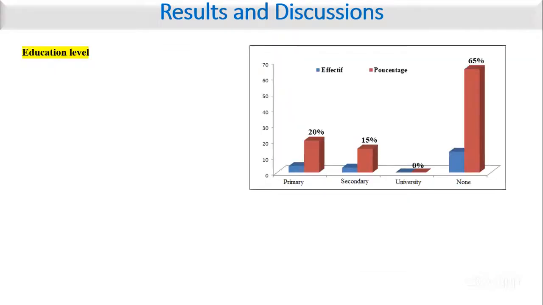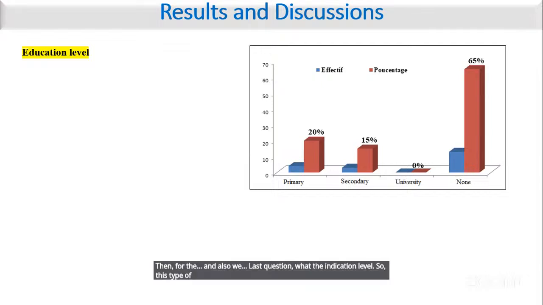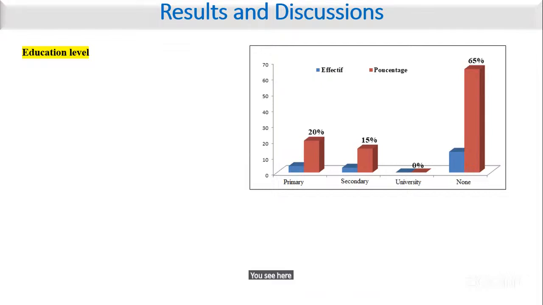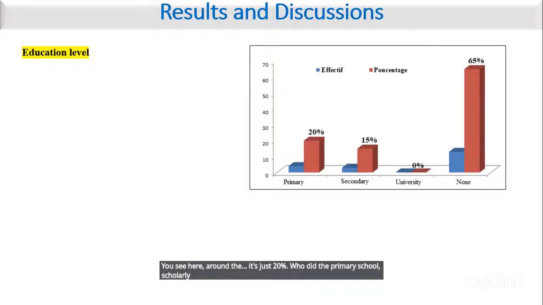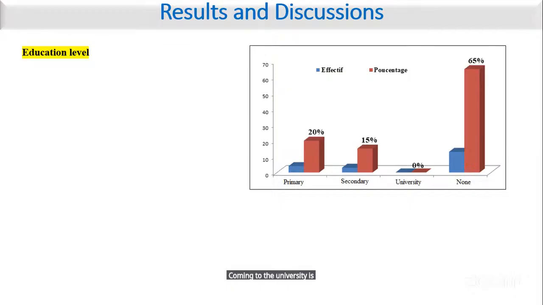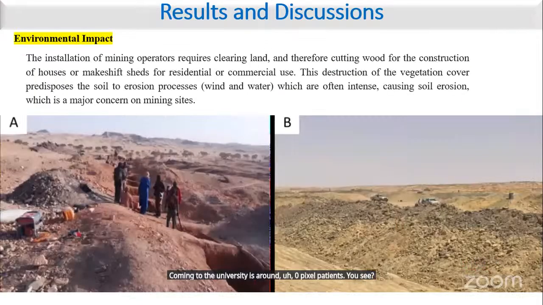We also asked a question about the education level. This type of people, you see here, just 20% did primary school or secondary school, but when you come to the university, it's around 0%.